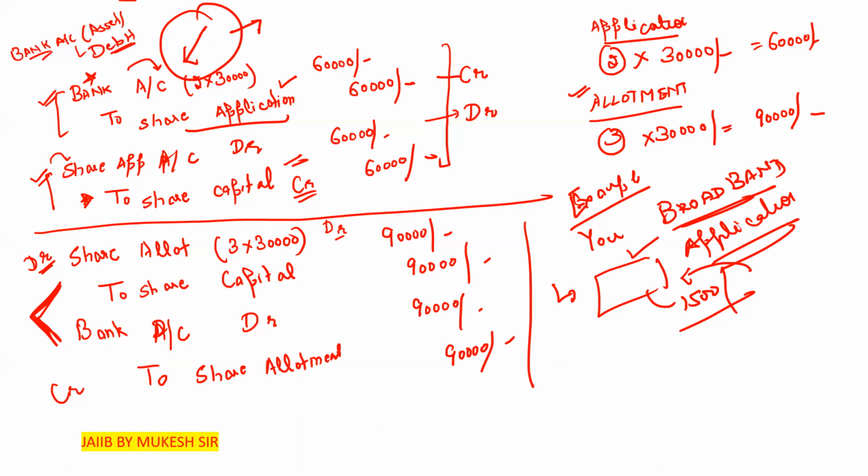But in the next step, at the time of the allotment, they have to know that they are going to receive the money from these persons, and they are raising their demand to pay the money. So that is why we first debit the share allotment account and credit the share capital account.